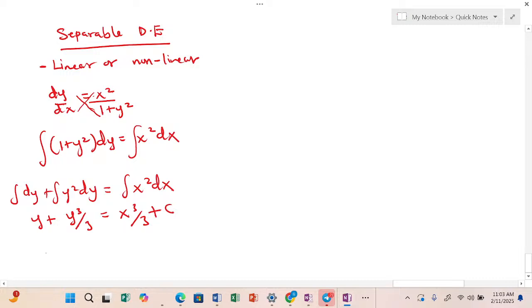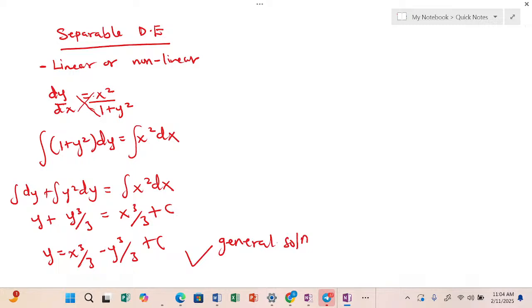So I can choose to make y the subject: y is equal to x to the power 3 on 3 minus y to the power 3 on 3 plus c. And this becomes my general solution. So the method of separable differential equation, or the method of separation, is that simple. It's careless as to whether it is linear or non-linear. What really matters is that the differential equation can be separated.